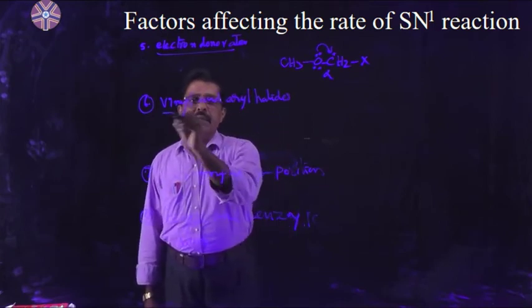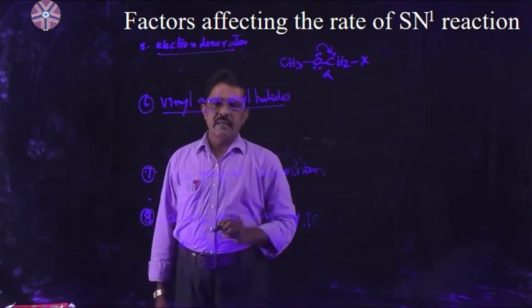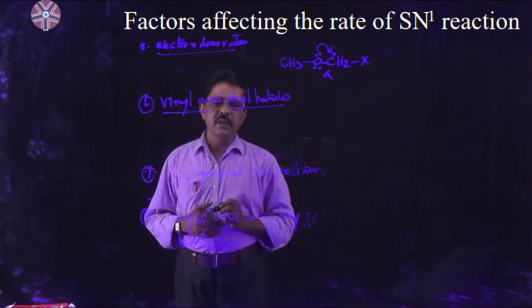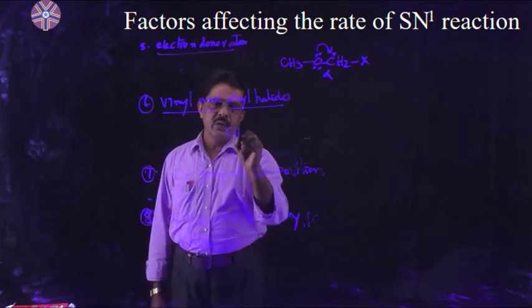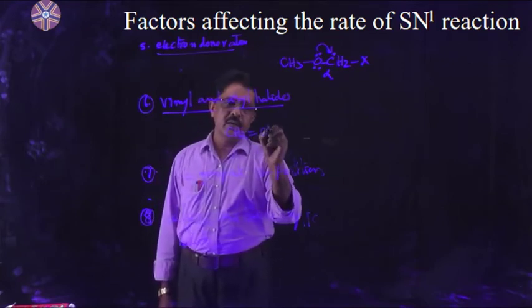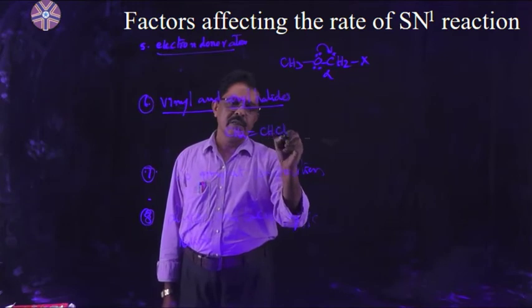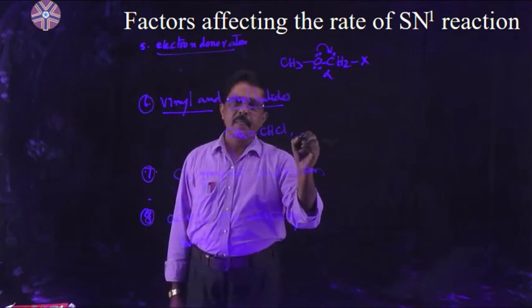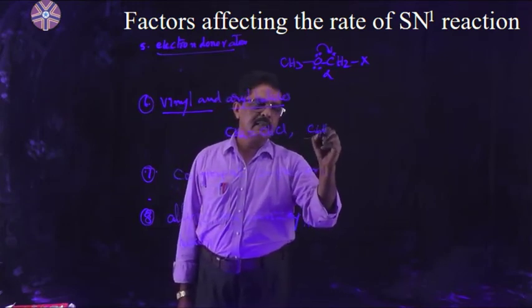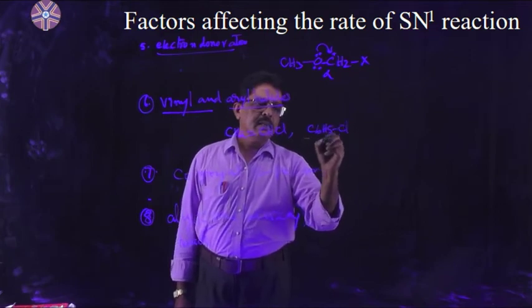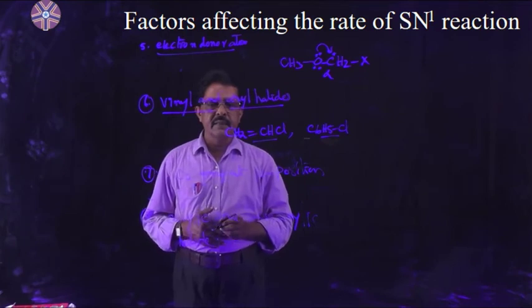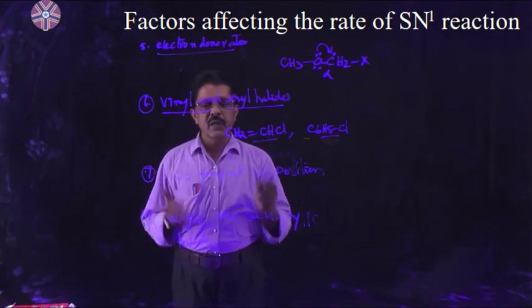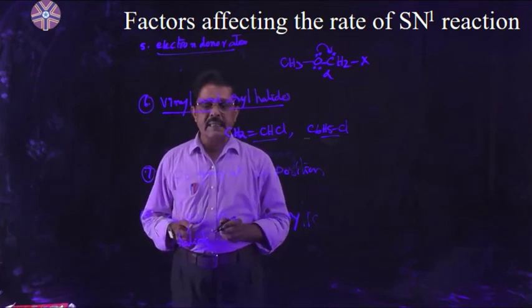Then vinyl and aryl halides do not follow the SN1 reaction. Vinyl halide means vinyl chloride, CH2=CHCl, and aryl halide, C6H5Cl. Here the formed carbocation is not stabilized, so they do not follow the SN1 reaction.